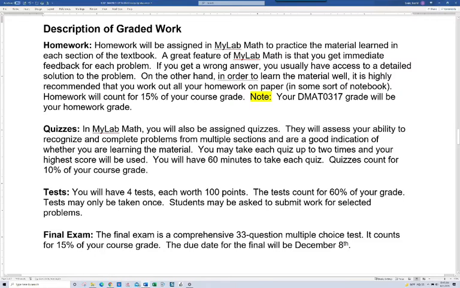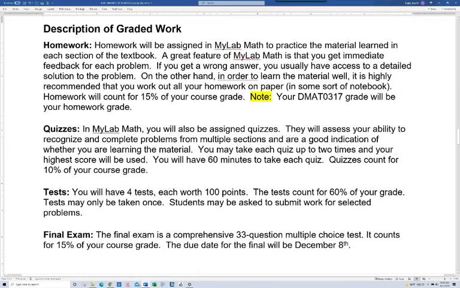On the other hand, in order to learn the material well, I highly recommend that you work out all your homework on paper in some sort of notebook. This is going to be especially helpful later on when you study for quizzes or you're studying for the test. Not to mention, writing things out has a way of helping you learn the material. So a lot of times I have students who say, Mr. Smith, I'm doing great on the homework, but not so good on the tests. And so this is how you can hopefully avoid that situation.